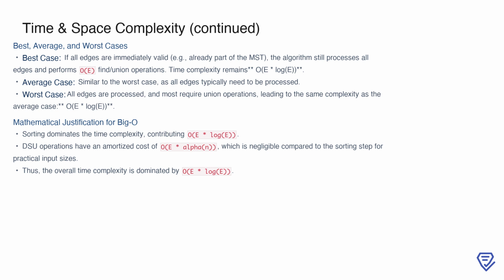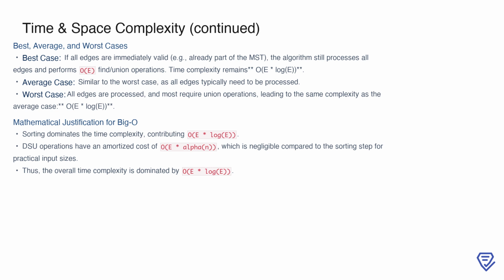In the best case, all edges are immediately valid, meaning they already belong to the minimum spanning tree. Even in this scenario, the algorithm processes all edges and performs O(E) find and union operations, leading to a time complexity of O(E * log E). The average case is similar to the worst case, as all edges generally need to be processed. In the worst case, all edges are processed, and most require union operations, resulting in the same complexity of O(E * log E).